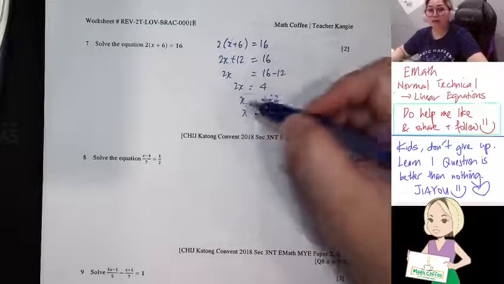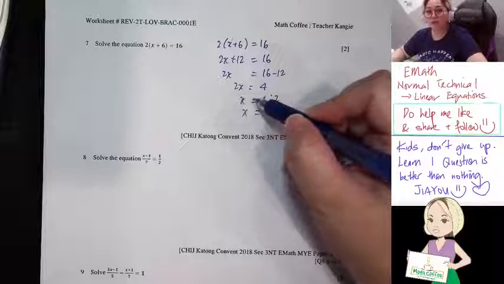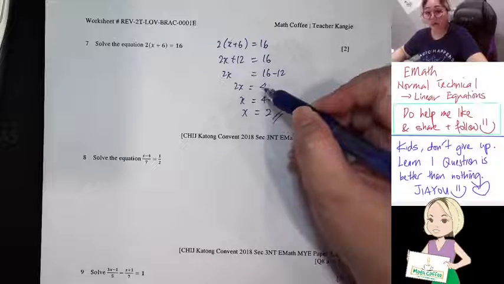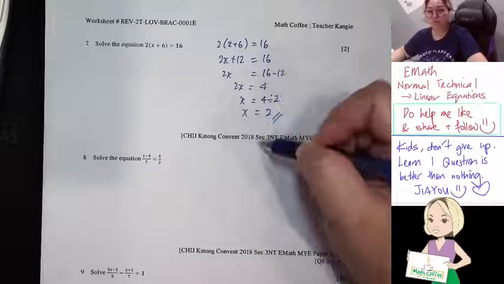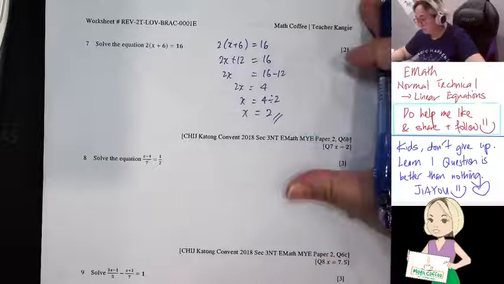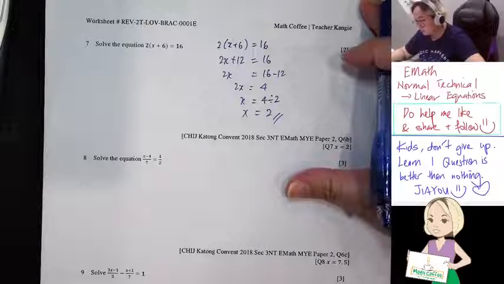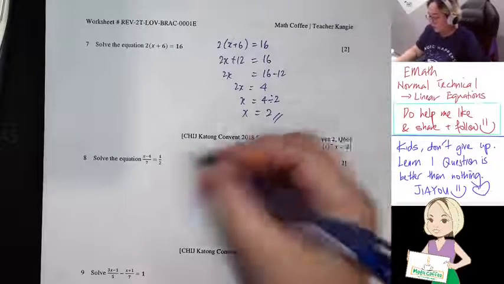After you settle the plus minus, which comes down to, for example, 2x equals 4, then you settle the last part, which is to divide by 2. Okay, let's move on. Next.